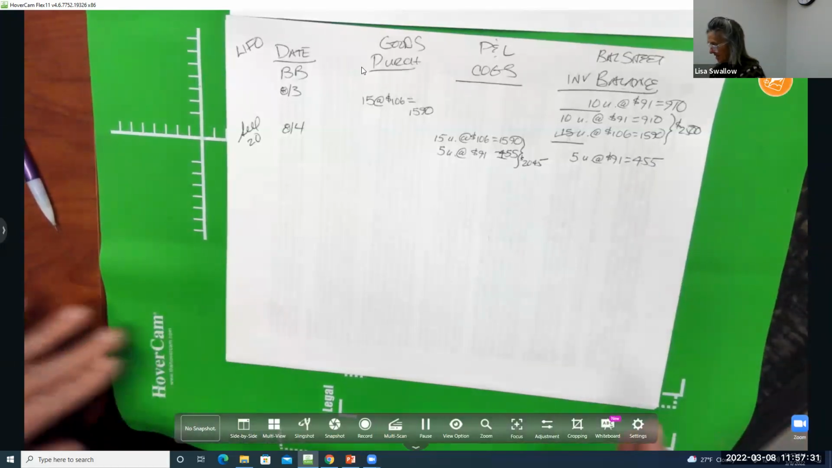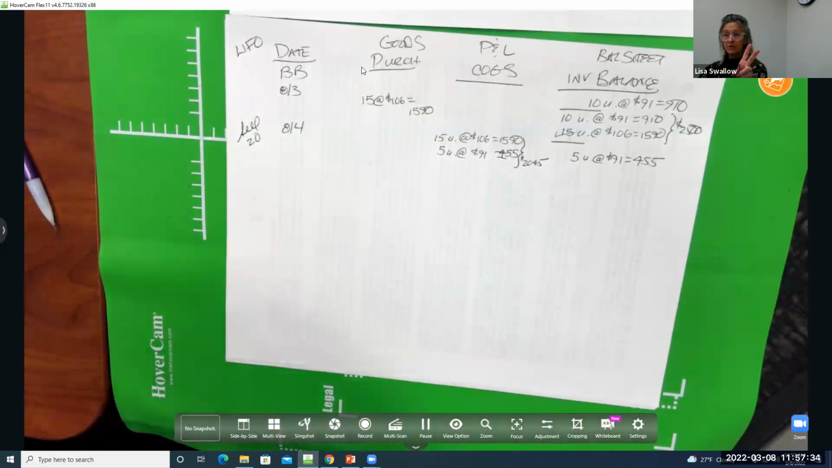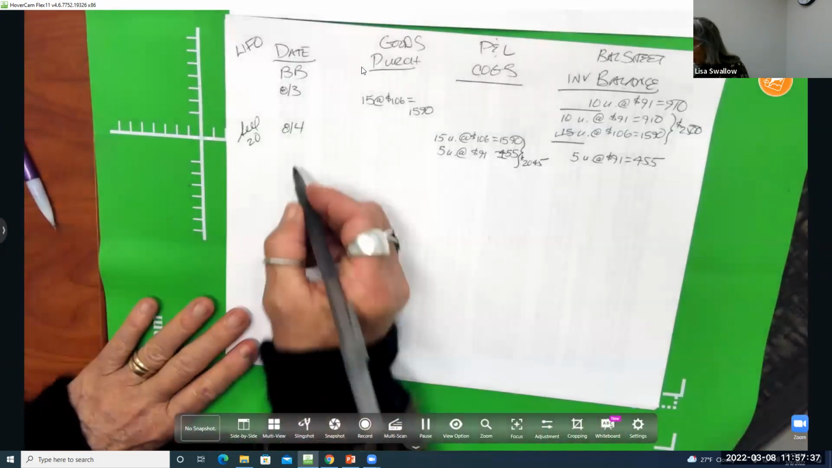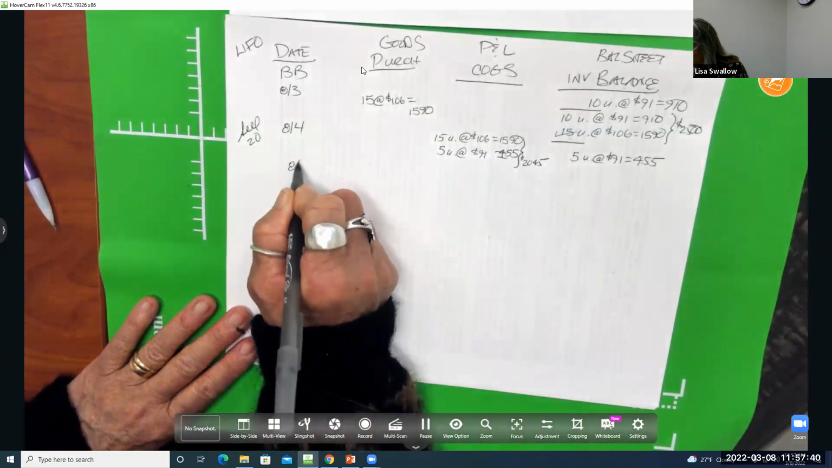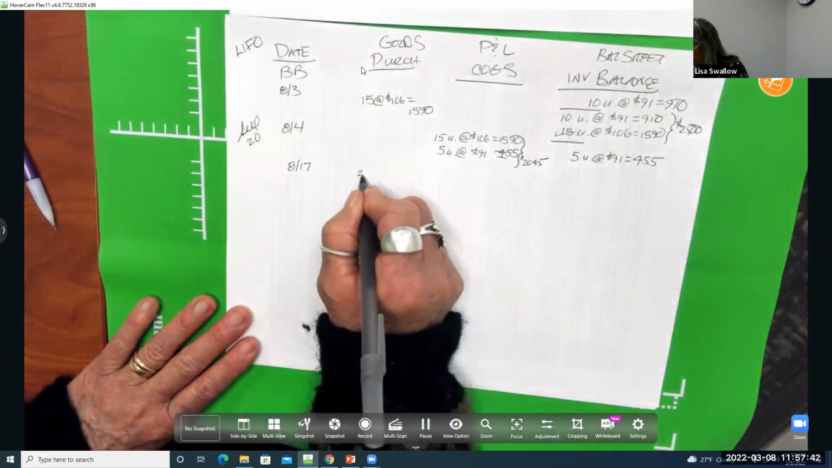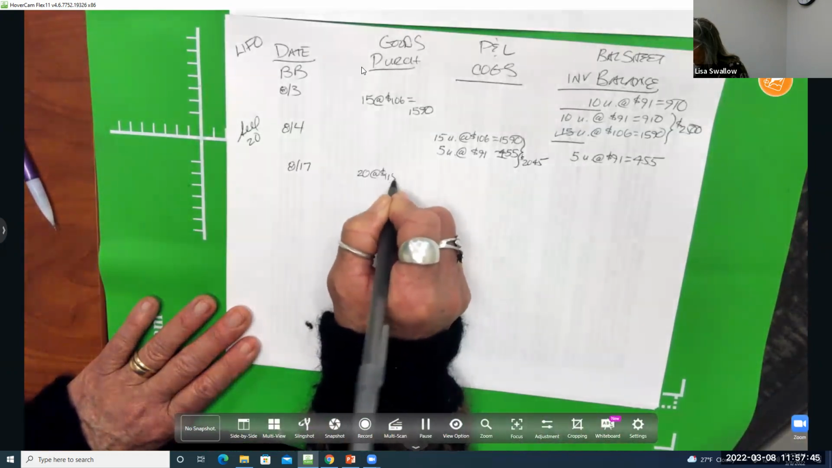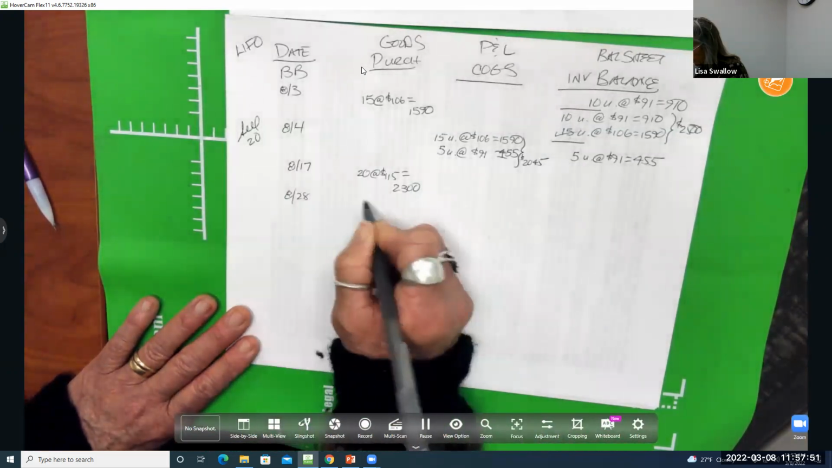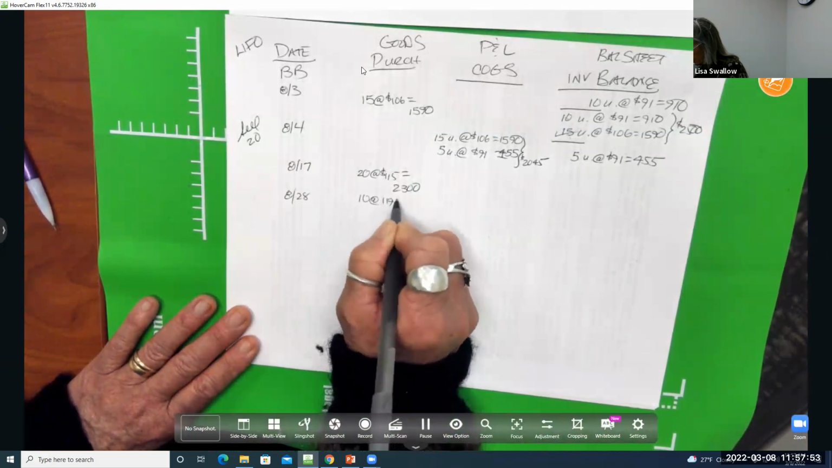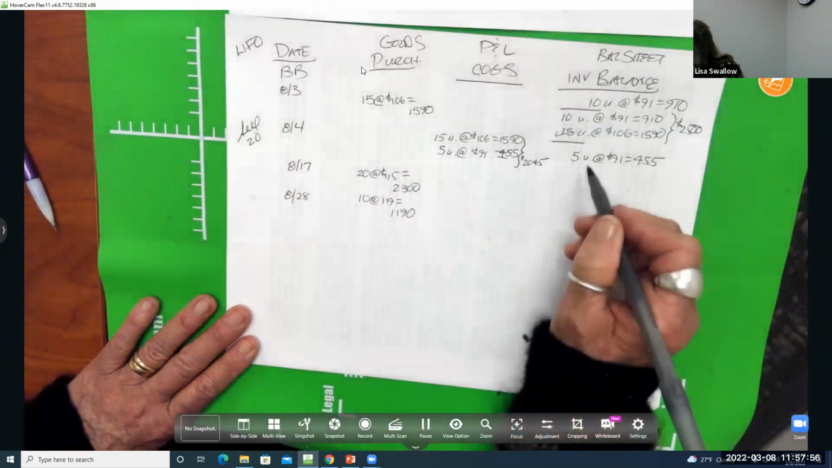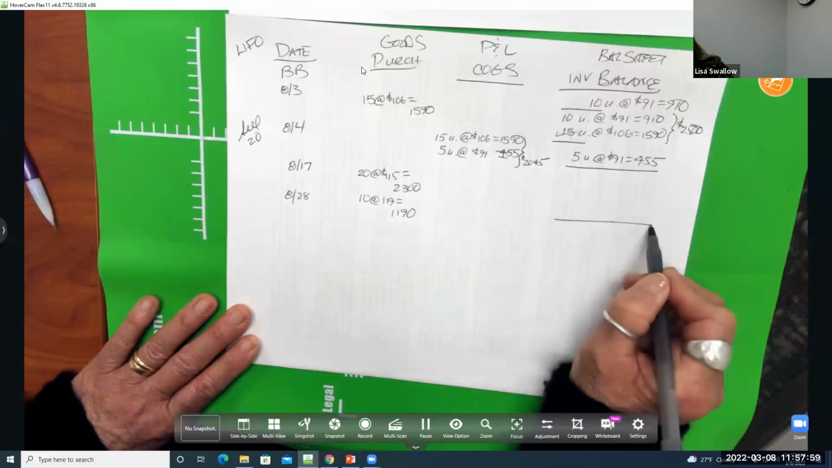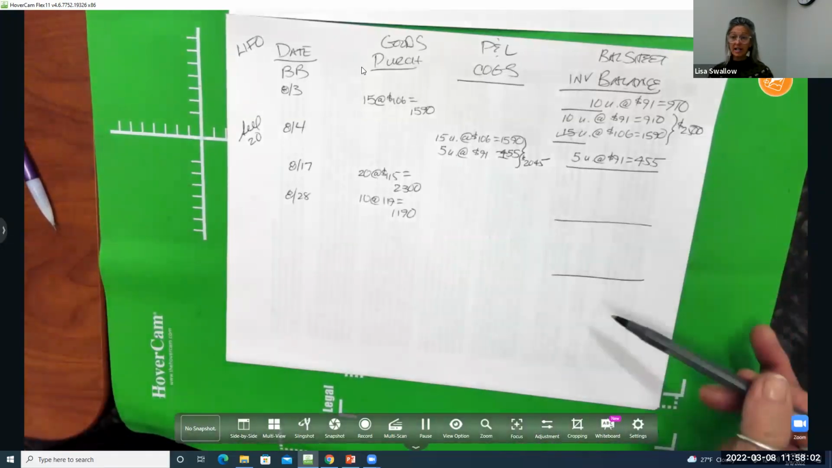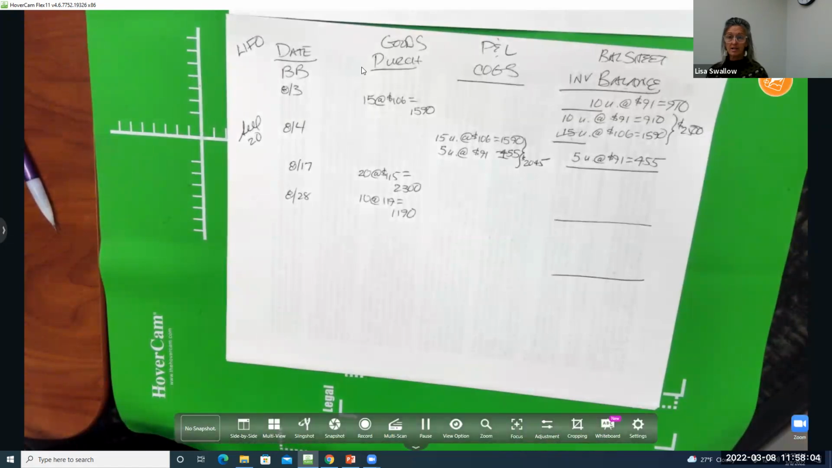Okay, now I make 2 more purchases. I'm going to have you record them all. I'm going to have you shut off the tape and get even with me. I buy 20 at 115, and then on the 28th, I buy another 10 at 119. Okay, so what I want you to do is go calculate ending inventory. Okay, so let's do a running inventory, and then we'll do our last sale. So shut off the tape and meet up with me.